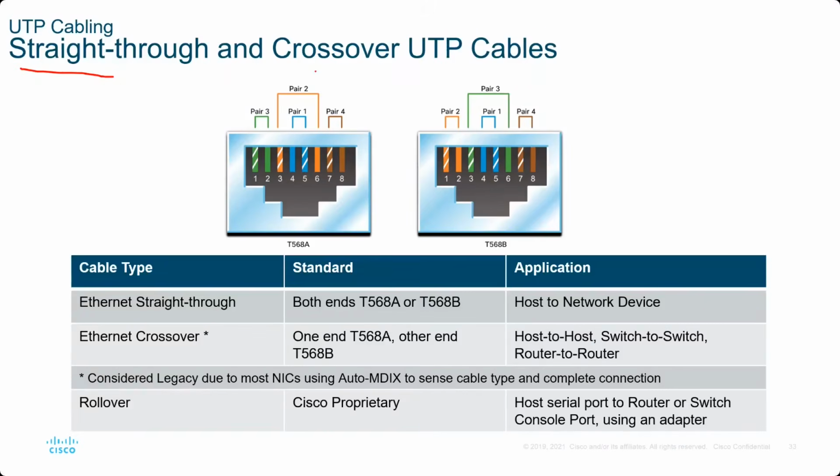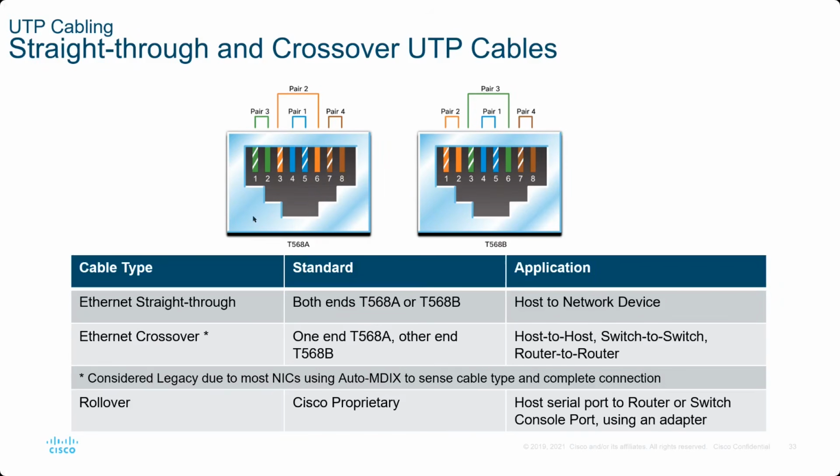Okay, so we talk about straight through and crossover UTP when we are talking packet trace. These are defined by EIA. They defined standards. One is called 568A, another is called T568B.